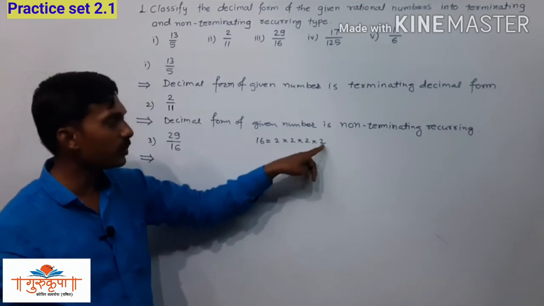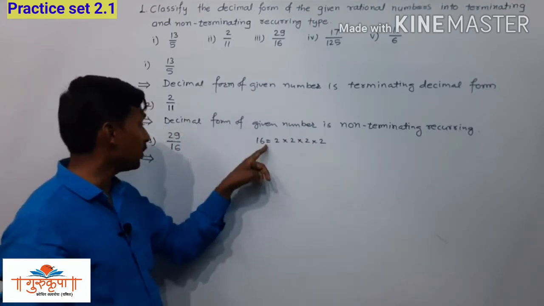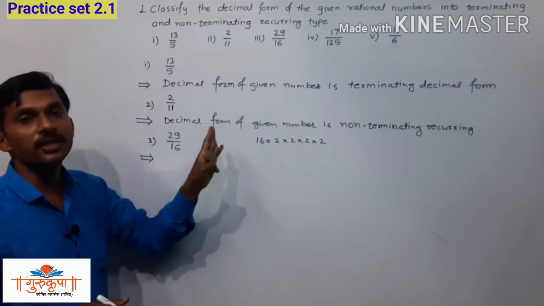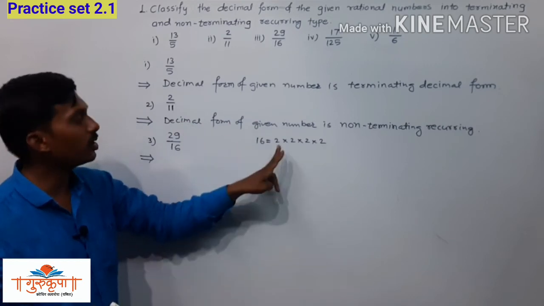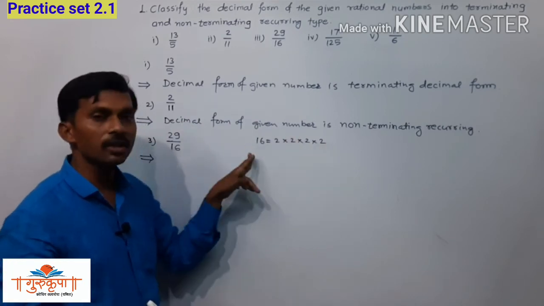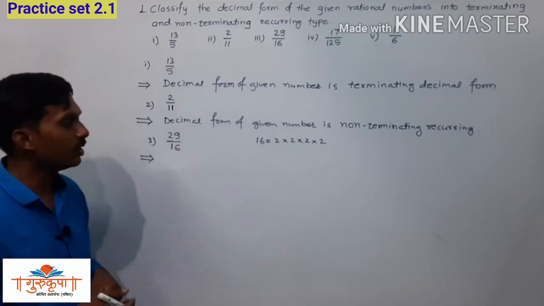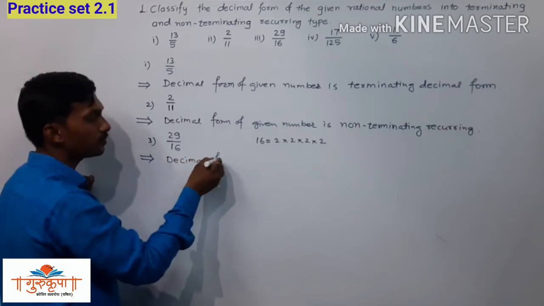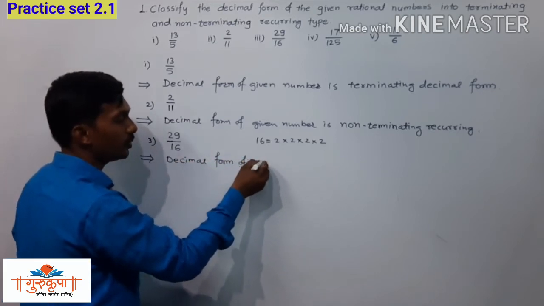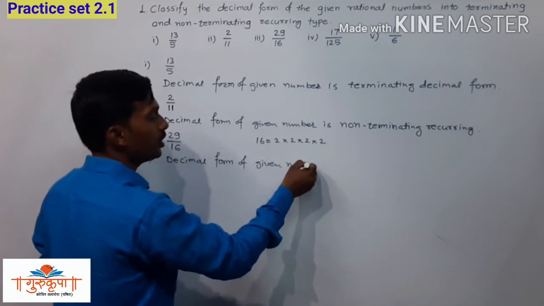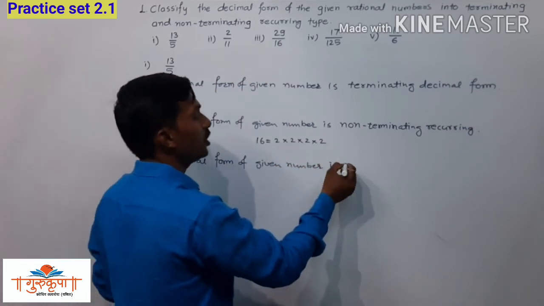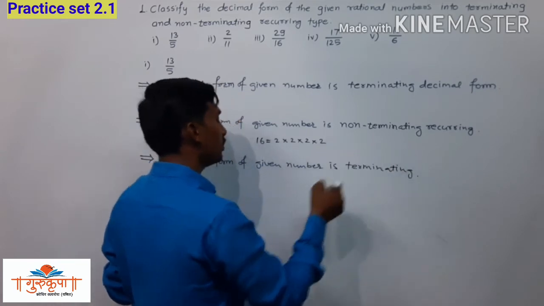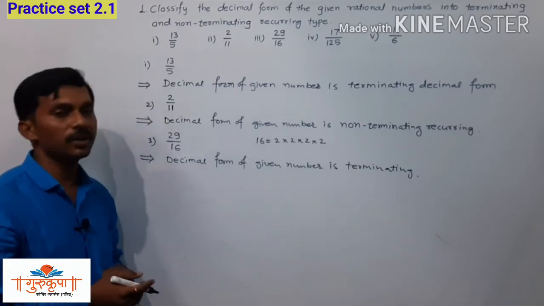Only 2 is the prime number included in the prime factorization of the denominator, so definitely this number is in terminating decimal form. Why? Because only 2 is included in the prime factorization of the denominator. So here we can write: decimal form of the given number is terminating.